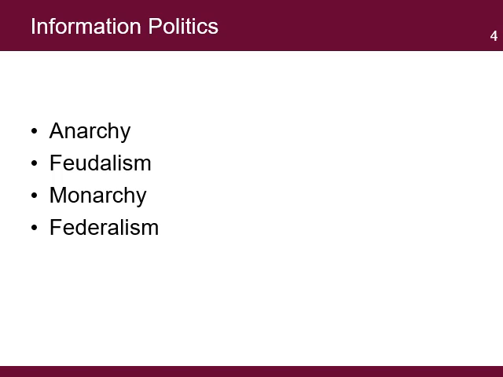In every organization, there will be one or a combination of the following types of politics that govern the use and management of information systems. These include anarchy, feudalism, monarchy, and federalism.